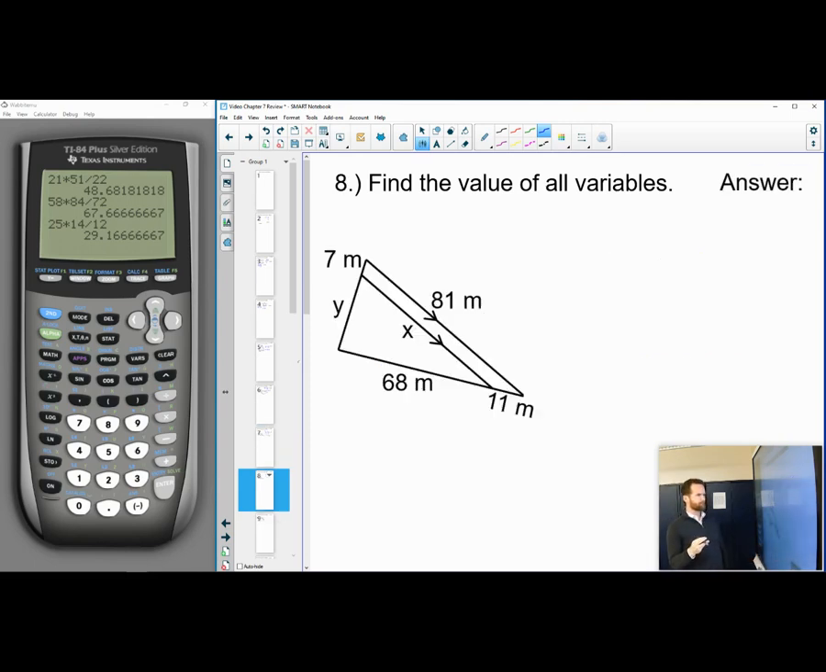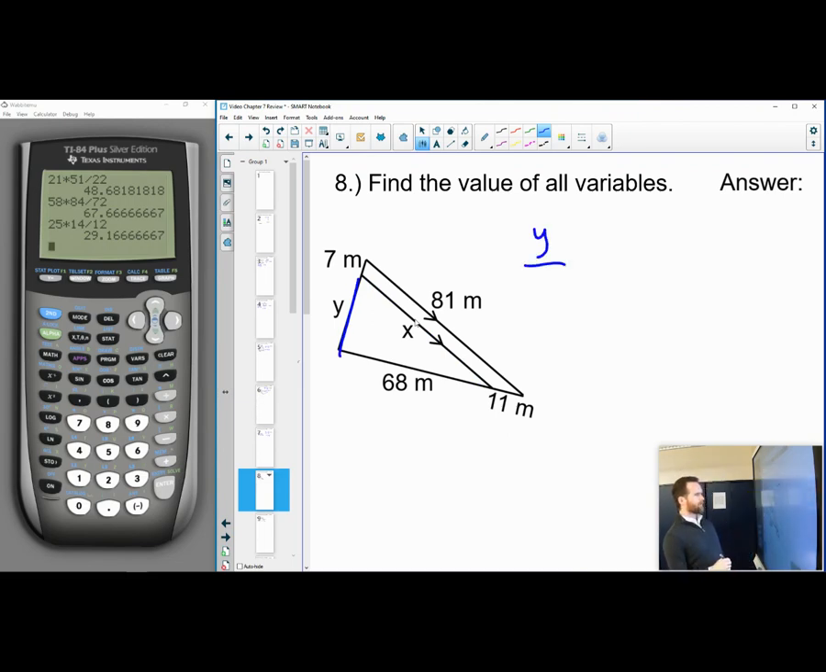Number 8. Okay, we've got parallel lines, which means we should be on the lookout for the side splitter theorem. But we're not going to be able to use the side splitter theorem for everything here because we notice we have x on one of the parallel sides. So unfortunately, we're not going to be able to use that side splitter shortcut for everything here, but we can use it for y. So let's do that. Let's do the easy one first.